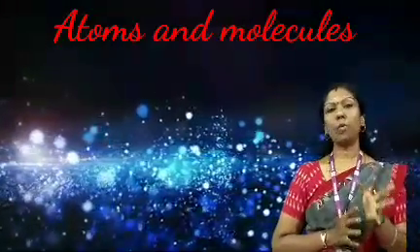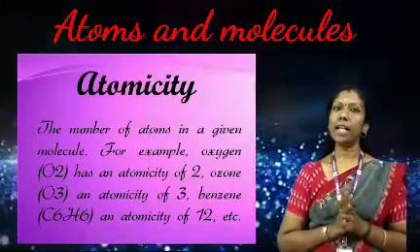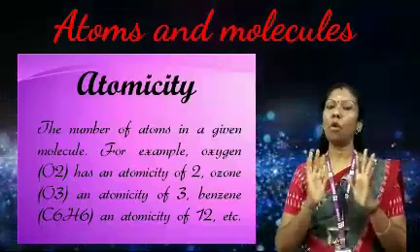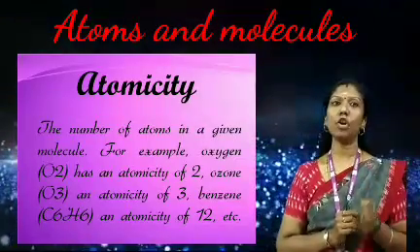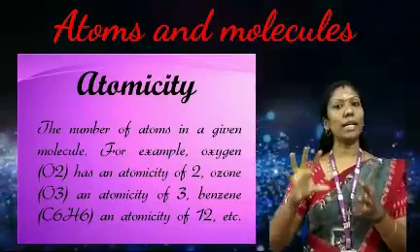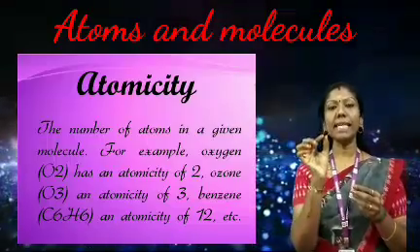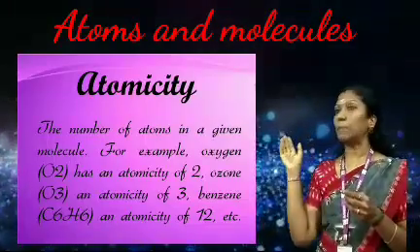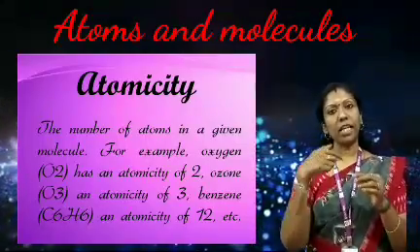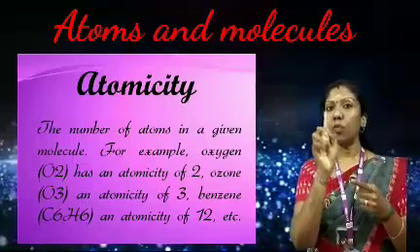The next one is atomicity. This atomicity is again a very important question. What is atomicity? Atomicity is the total number of atoms present in a molecule, either a molecule of element or a molecule of compound. If you add all the atoms, you will get the atomicity. Now to add the atoms, if you can see a subscript in the compound, you can count it. If there is no subscript, you should imagine that there is only one atom.